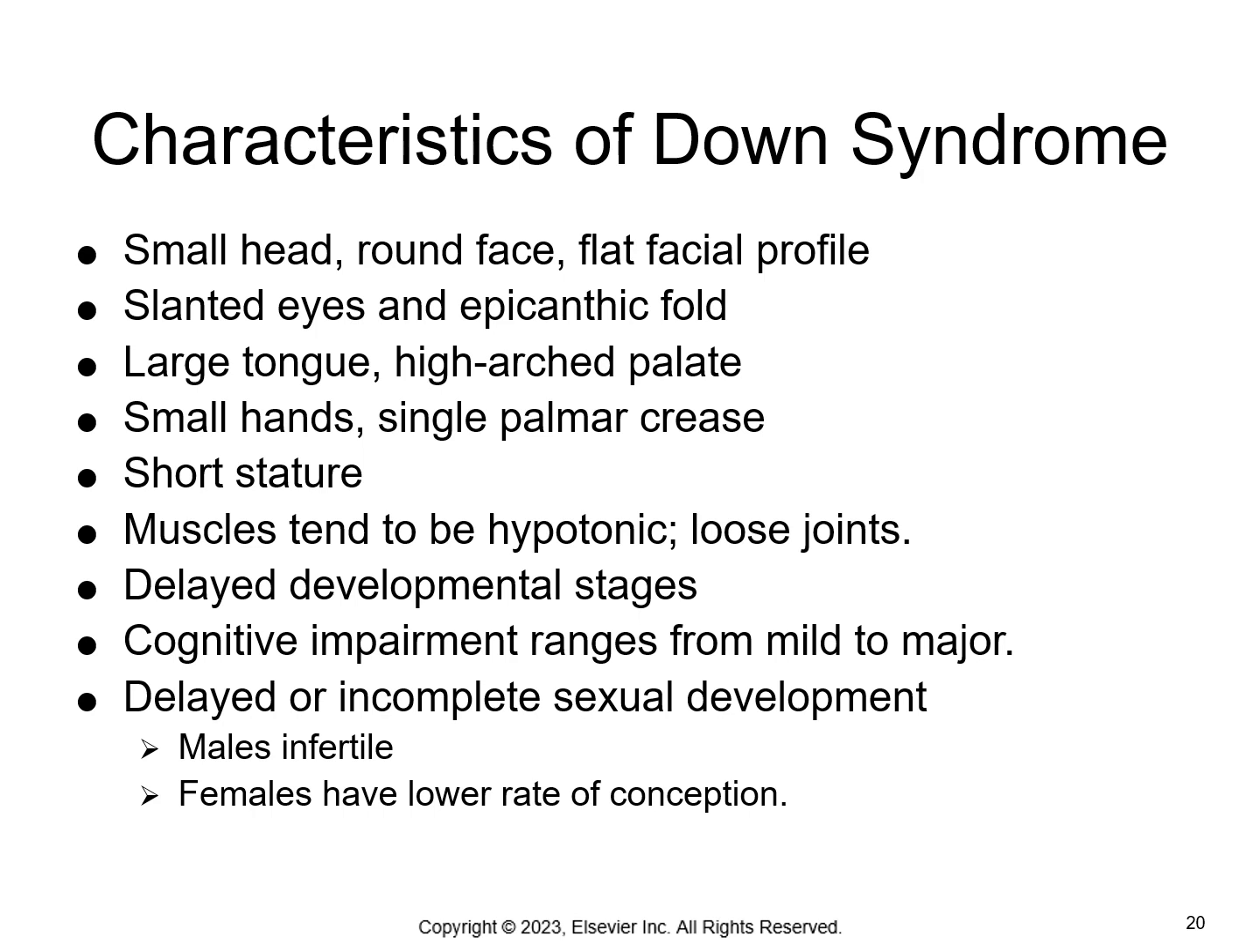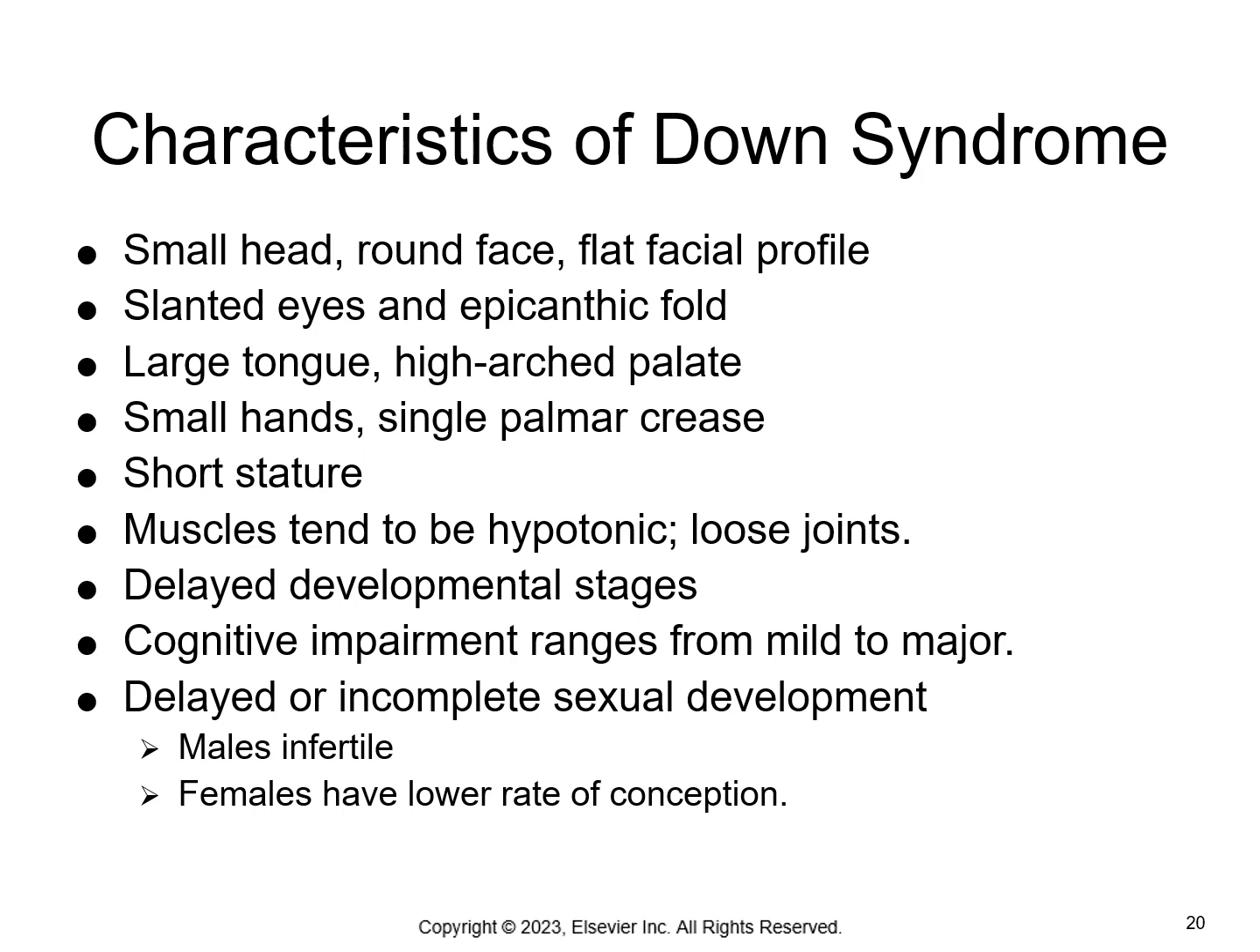Some of the characteristics might not jump right out at you, but that small head, round face, flat facial profile, slanted eyes, and the epicanthic fold are probably going to be what you recognize most often. They have a large tongue, a high arched palate, small hands with a single crease in the palm, and a short stature. The muscles tend to be hypotonic and they have loose joints. They do have delayed developmental stages. Again, the severity is going to vary from person to person though.